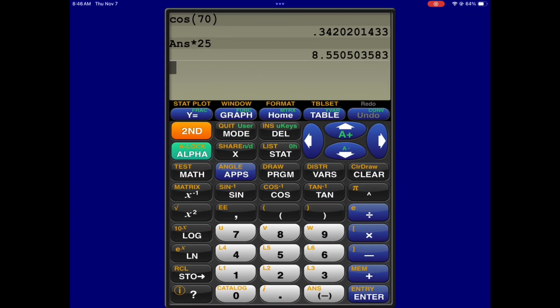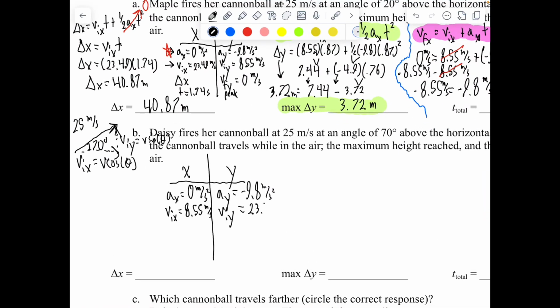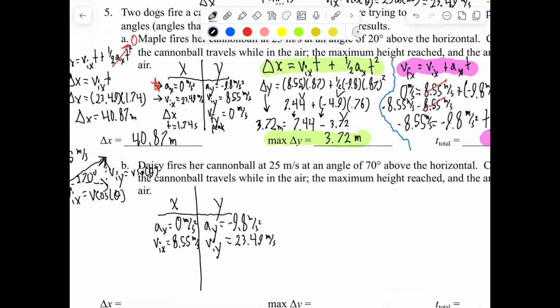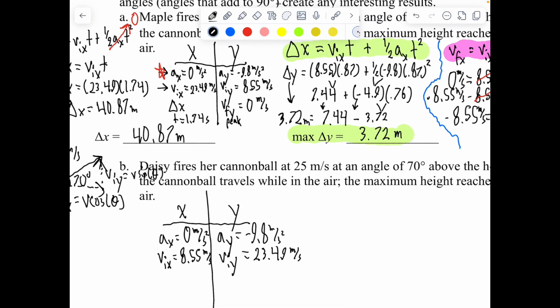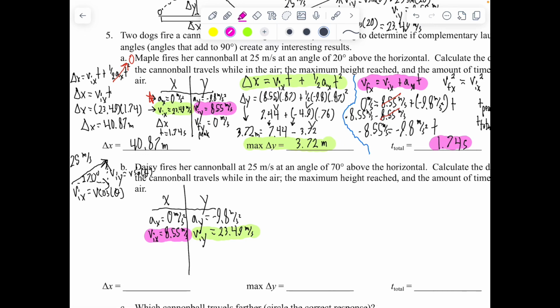Initial velocity in the Y is going to be that 25 times the sine of our angle 70. So let's go through. Sine of 70, multiply it by our 25, velocity 23.49. Something I want to point out to you, if we look at our previous problem, all that has changed is we've now swapped the initial velocity in the X for the initial velocity in the Y. We've swapped the initial velocity in the Y for the initial velocity in the X. When we use those complementary angles, that's exactly what we're going to find happens.